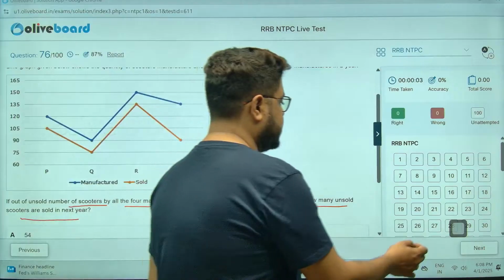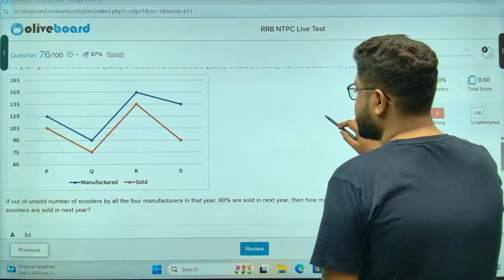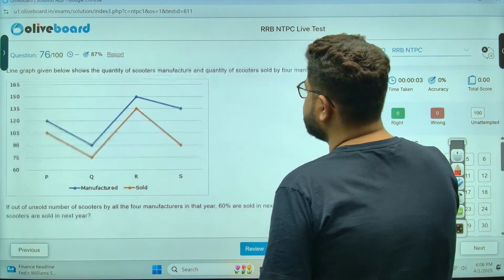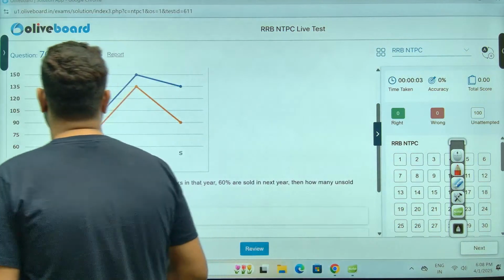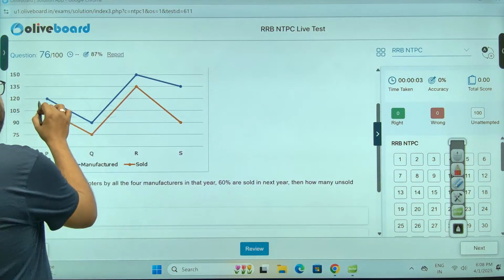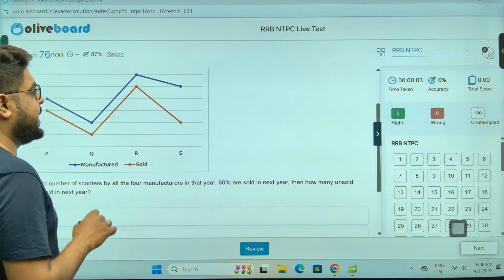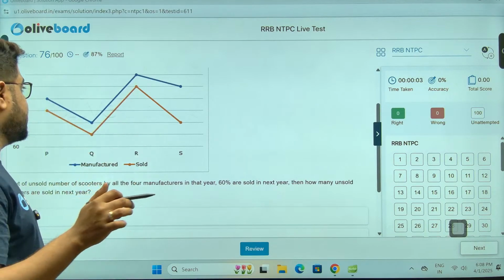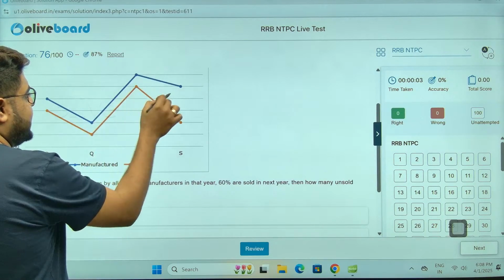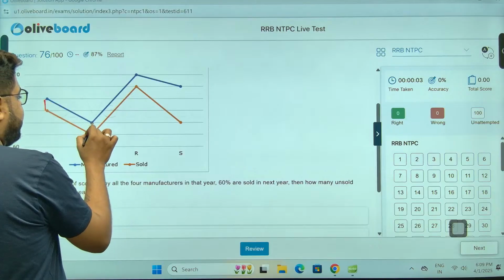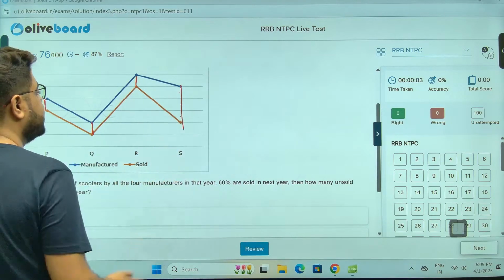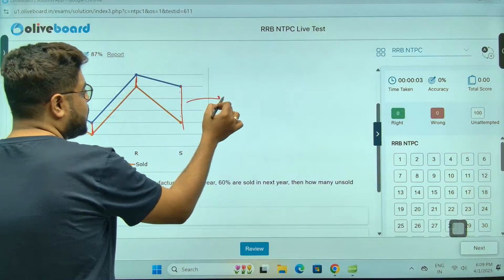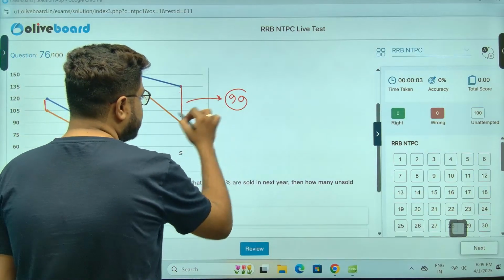And again, is this in percentage or anything? Wait a second. Acha, just the quantity is given. Okay, so every gap is 15. In all the situations it is 15, 15, 15, and this is the 1, 2, 3 gap. 45 and 45, meaning a total of 90 scooters are unsold.